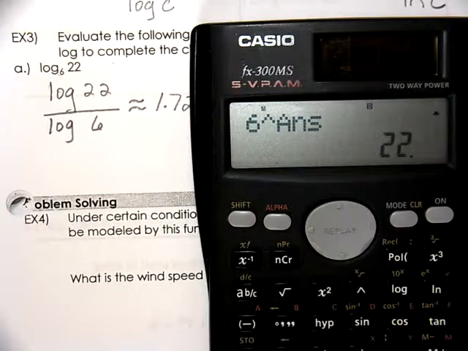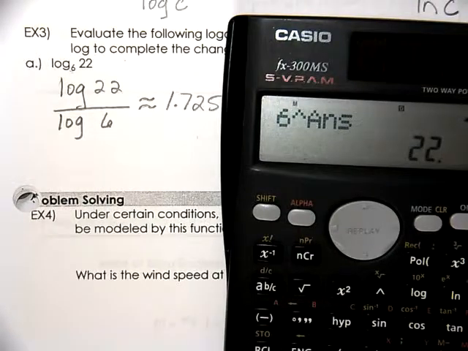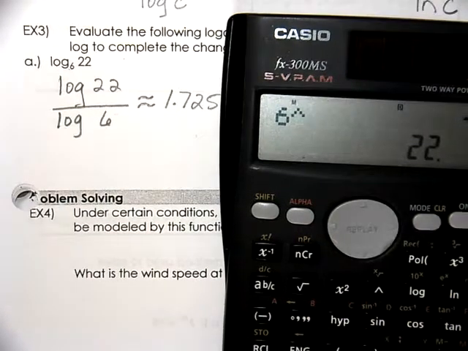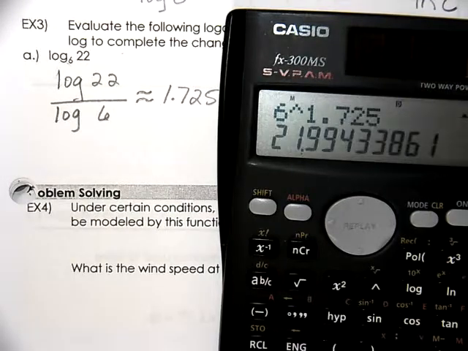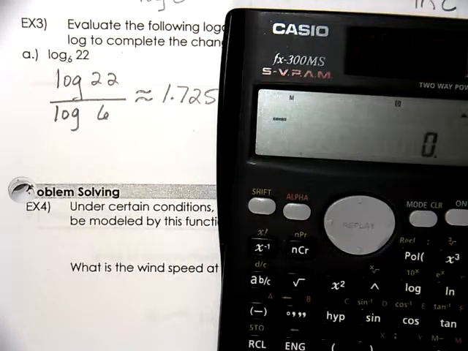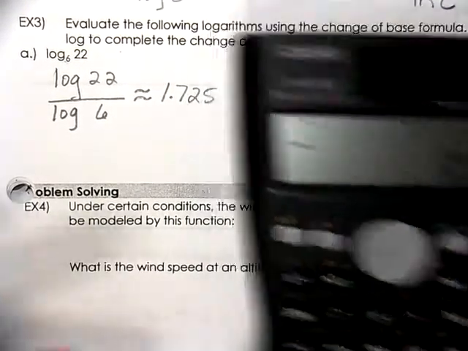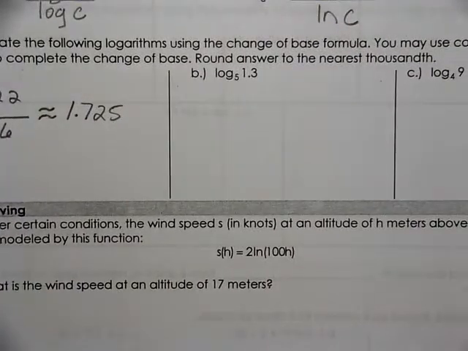Now if you only used a rounded number in there, 6 to the 1.725, you're going to get a number that's not quite 22 because it's rounded. You're going to get a rounded number. So that's why it's good to use the answer button. You go ahead and try this part B.